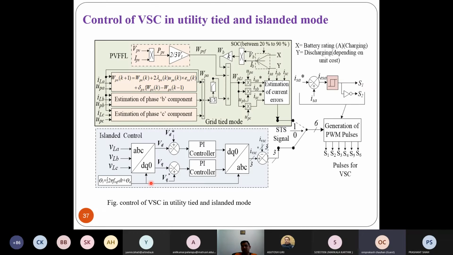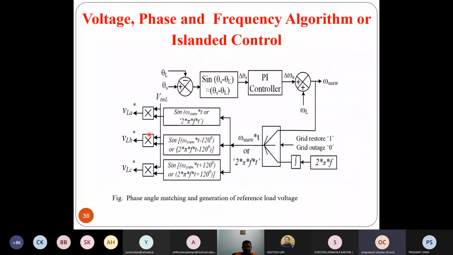For current control, again, 6 pulses we have to initiate using adaptive current control. However, in islanded control it is similar, but instead of taking alpha beta to DQ, now we have to take ABC to alpha beta for these 3-phase voltages, and we will generate the reference voltages Vd star and Vq star from the reference generation from Vt sine omega t, like that.